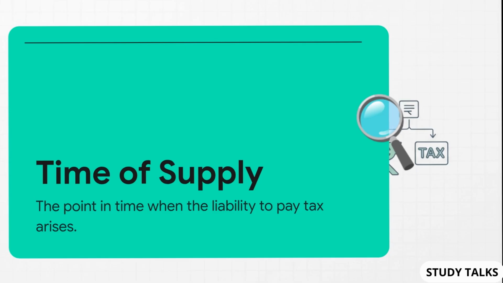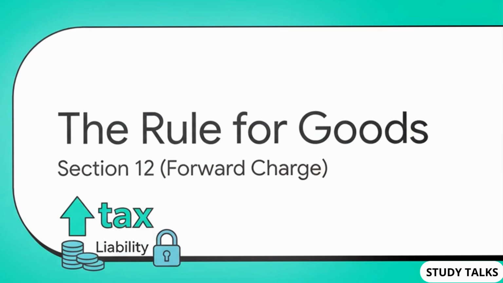Well, to put it simply, the time of supply is just the official trigger date. It's the precise moment in time when the GST law says a tax liability is born. It's not always when you get the cash. It's not always when you ship the product. It's the specific date determined by the GST Act. That's it.